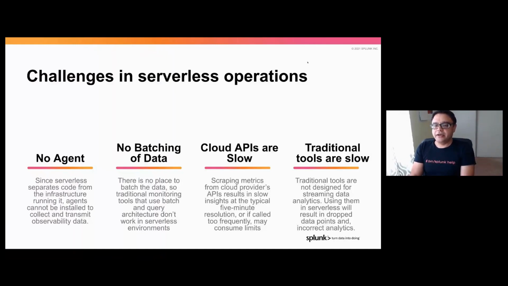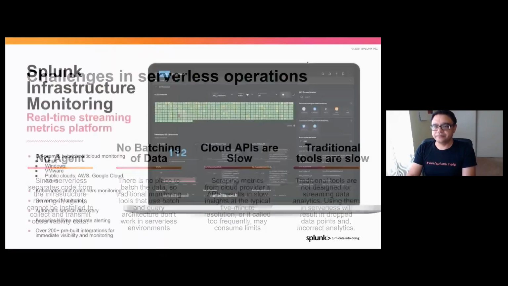And finally, scraping metrics from cloud APIs will result in slow insights. Serverless functions are built for milliseconds; they run in milliseconds or seconds. Cloud APIs typically give you insights at 5 minute or 10 minute intervals. So these are the challenges with serverless. And how do we solve that?